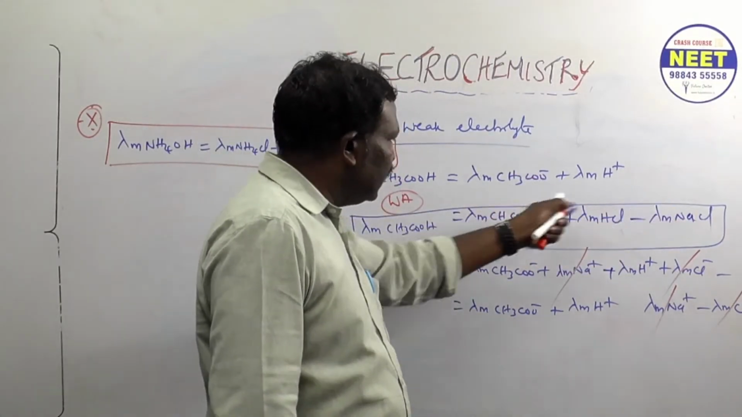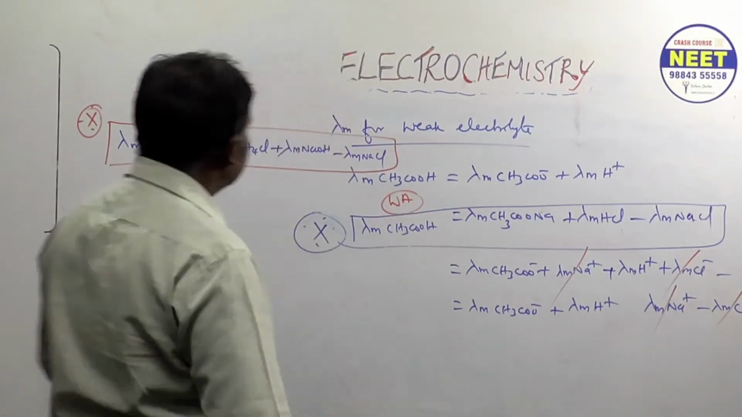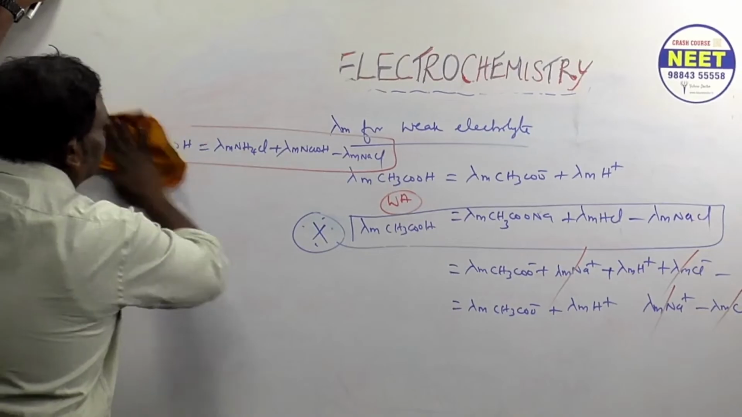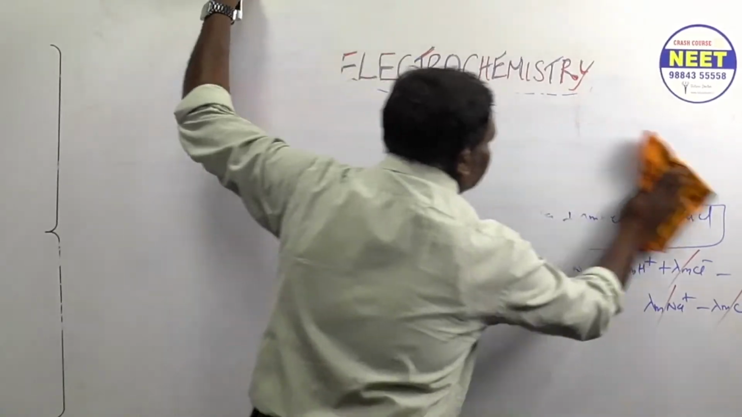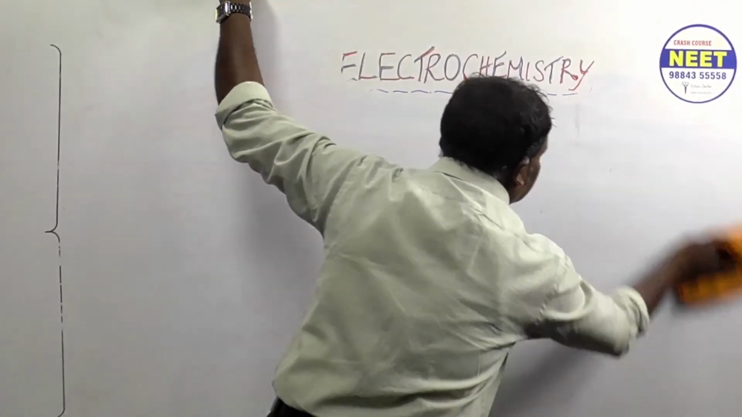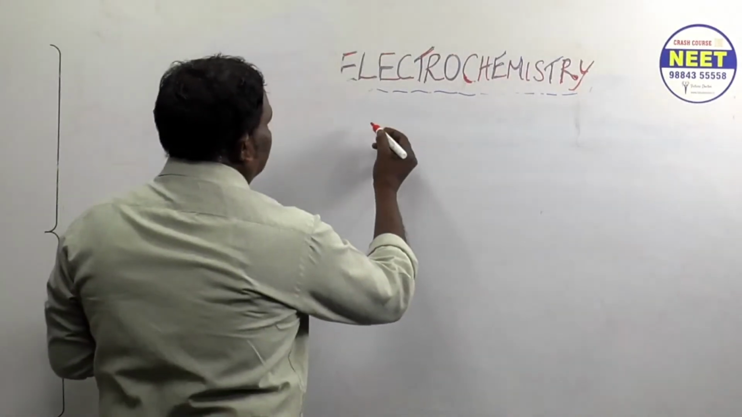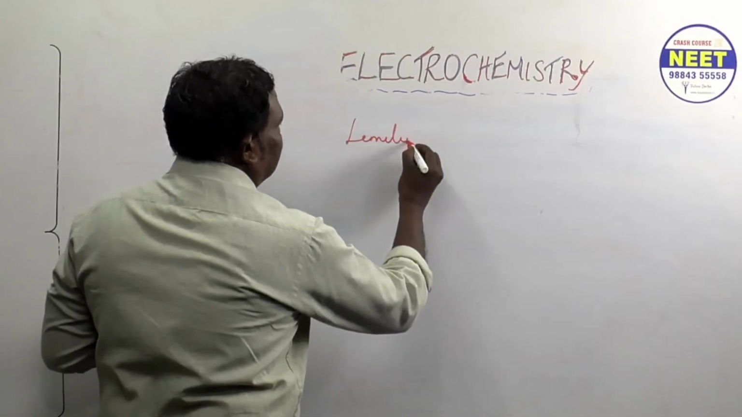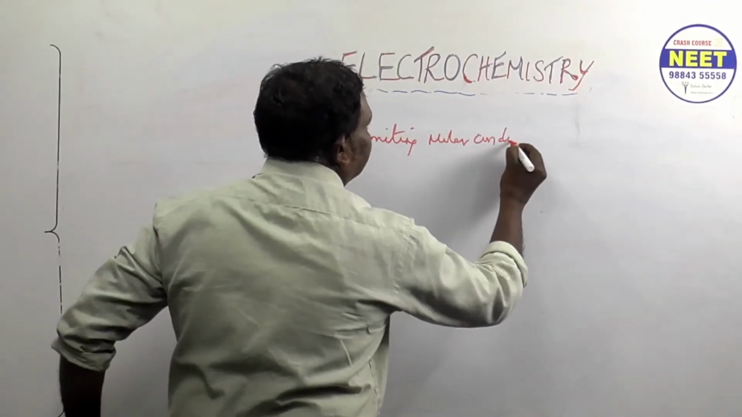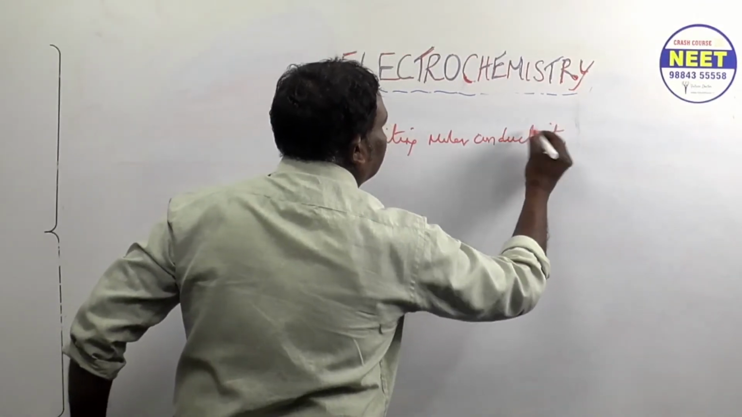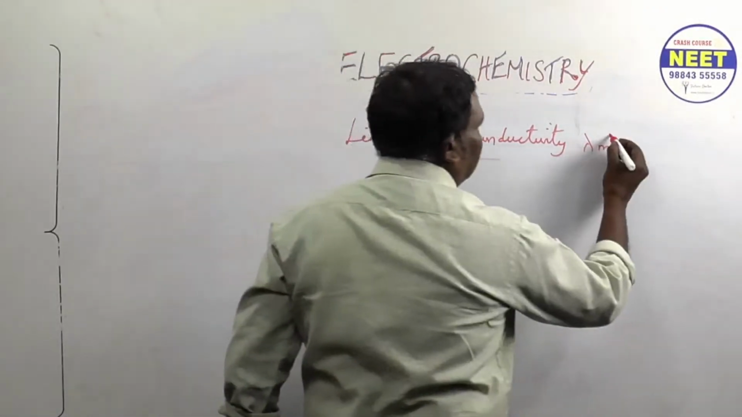If you find out this electrolyte, that will be equal to lambda m naught of CH3COOH. This is for weak base. Right. Another one. Next one is another small term called limiting molar conductivity. Limiting, we studied limiting molar conductivity. It's called lambda m naught.